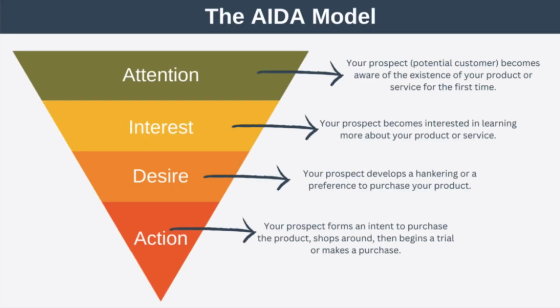The model consists of 4 linear steps a prospect goes through when deciding to buy your product. The steps are attention. So here your prospect, also known as your potential customer, becomes aware of the existence of your product or service for the very first time. The next step is interest, where your prospect becomes interested in learning more about your product or service. The next step is desire, where your prospect develops a hankering or a preference to purchase your product. And finally, the action step, where your prospect forms an intent to purchase the product, shops around, and then begins a trial or makes a purchase.